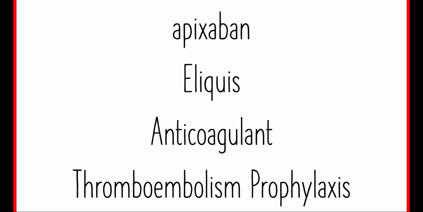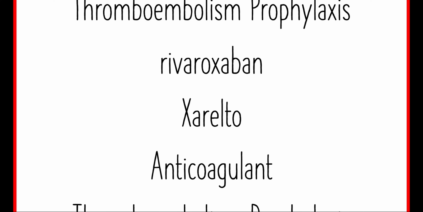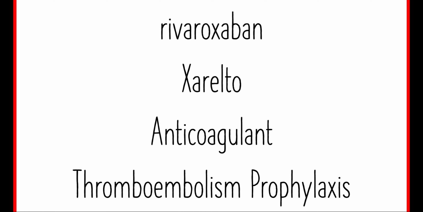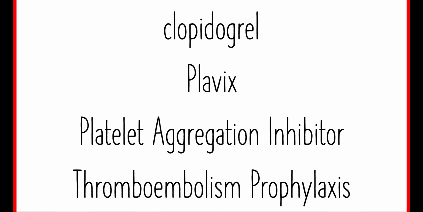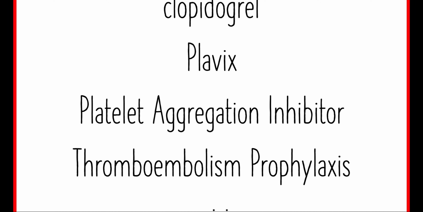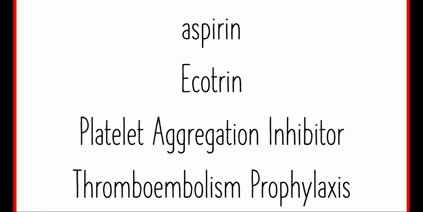Apixaban or Eliquis is an anticoagulant for thromboembolism prophylaxis. Rivaroxaban or Xarelto is an anticoagulant for thromboembolism prophylaxis. Warfarin or Jantoven is an anticoagulant for thromboembolism prophylaxis. Clopidogrel or Plavix is a platelet aggregation inhibitor for thromboembolism prophylaxis. Aspirin or Ecotrin is a platelet aggregation inhibitor for thromboembolism prophylaxis.